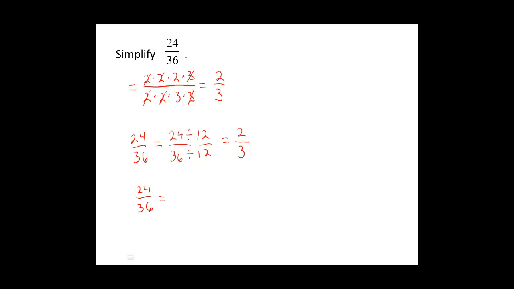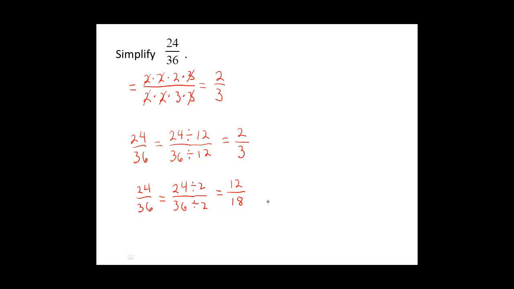Let's say we don't know what the greatest common factor is, but we do know a factor that divides both 24 and 36. I can see that they are both even numbers, and I know that even numbers are divisible by 2. So I can start by dividing the numerator and the denominator by 2. 24 divided by 2 is equal to 12, and 36 divided by 2 is equal to 18.